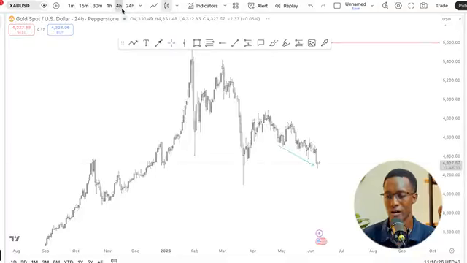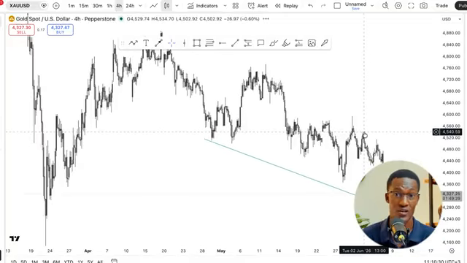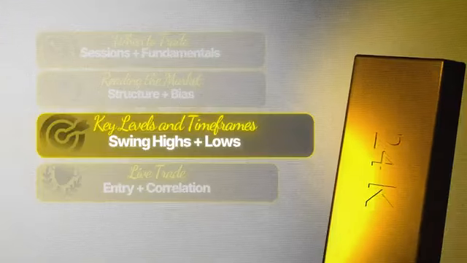Anyway, as I mentioned, you could either do the daily, but I personally prefer the H4. So let's go back to H4 and then find out, okay? So now we do have the structural bias to the downside, and then the next thing that you want to identify are your key levels.